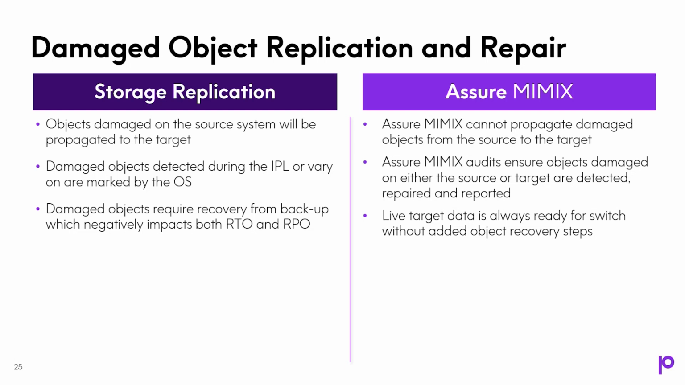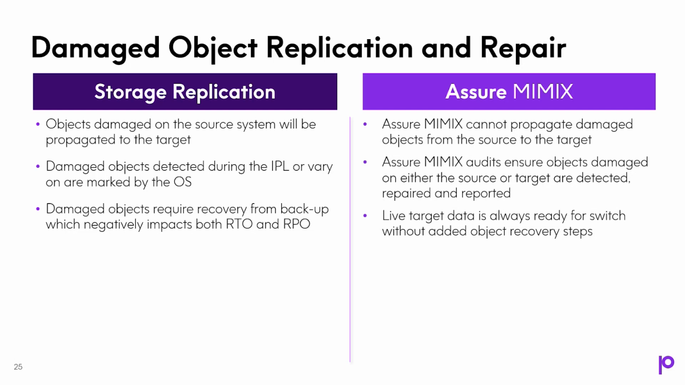Let's talk damaged objects. I mentioned this in the fun little opening where we were looking at the images of kids, but it's serious business. Damaged objects are serious business. So they're just bad, right? Objects damaged on source will be propagated to the target. So if you get an object that is damaged, storage replication is going to, it's not a matter of if, it will propagate that to the target system.